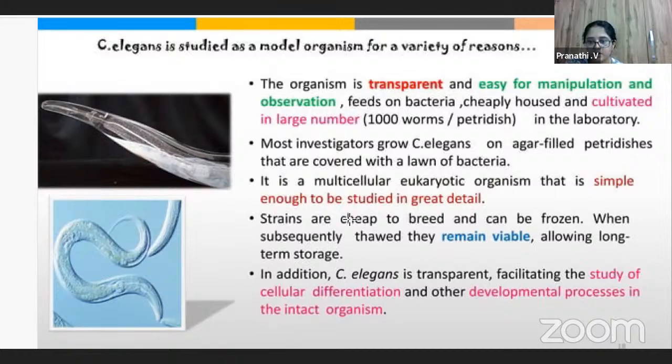It is a multicellular eukaryotic organism, in fact, and you can easily study it cheaply. It can be frozen, thawed, and is viable even for long-term storage. And you can study cellular differentiation and developmental processes because it is a transparent worm.